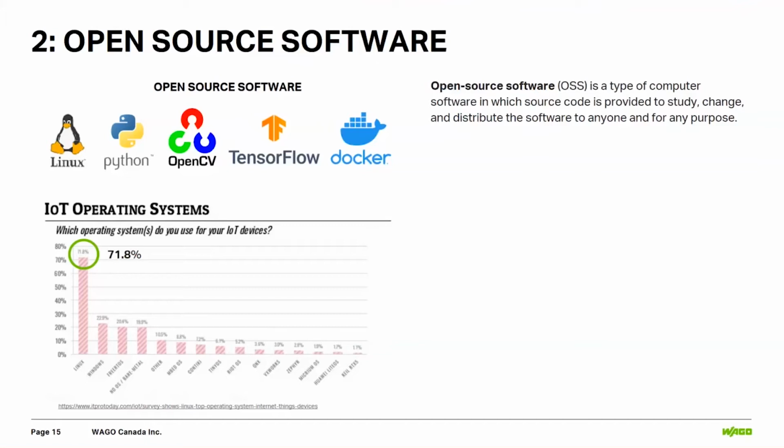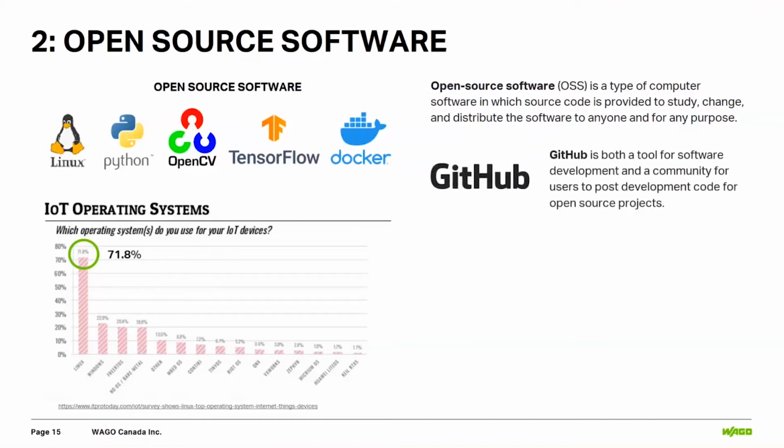As we can see from the graph below, 71.8% of IoT devices are running on Linux. That's substantial. Now, I've mentioned Python here. Obviously that's a programming language, but it's particularly useful for machine learning tools like TensorFlow, or machine vision with OpenCV. It also has tons of other uses for data analysis.